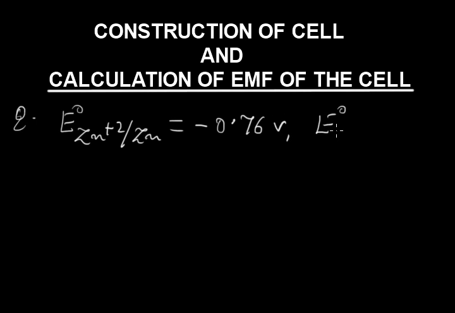E0 Zn+2/Zn equal to minus 0.76 volt. E0 Cu+2/Cu equal to 0.35 volt.